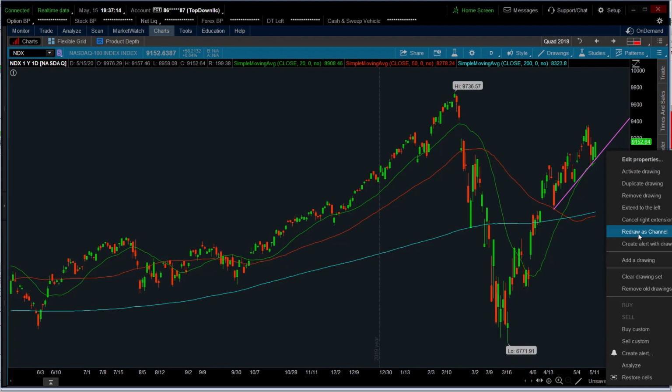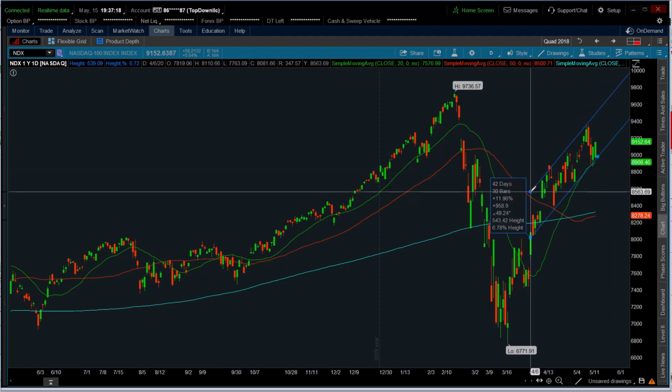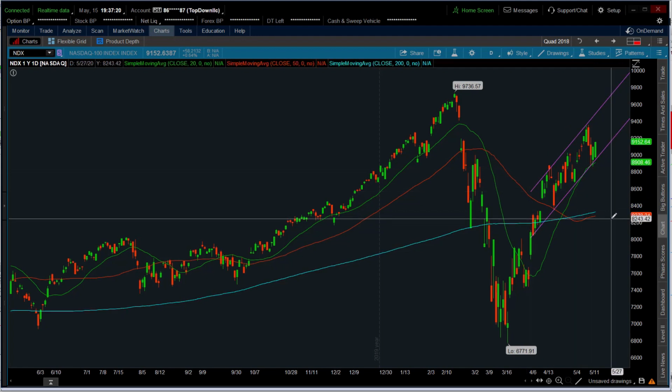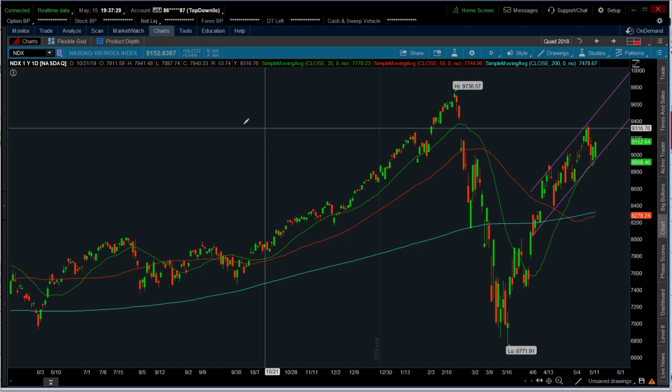Obviously a little bit weak on Friday on that China news, but redrawing the channel here in the NDX shows you a channel that is clearly moving from lower left to upper right. So obviously it's more of an up channel in direct contrast to what's going on in the S&P.